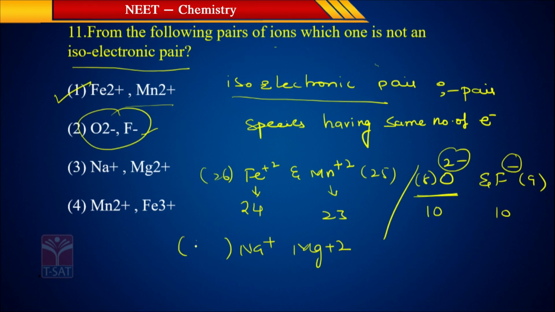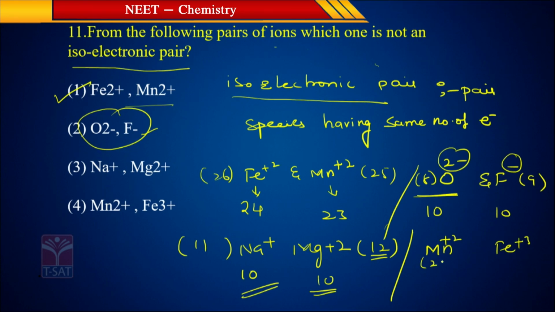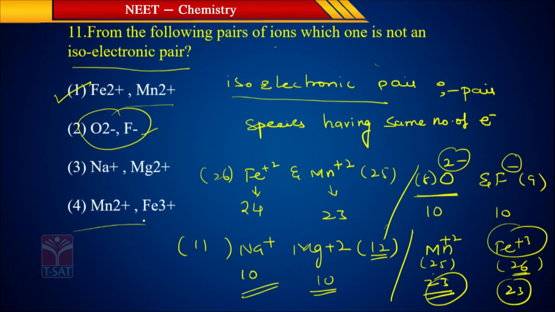Na is actually 11, Mg is actually 12. Plus means minus 1, 10. 12 plus 2 means minus 2, 10 again. This is also an isoelectronic pair. And finally see Mn plus 2 and Fe plus 3. Mn is actually 25, Fe is 26. 25 with plus 2 means minus 2, this one will be 23. Fe plus 3, actually 26 atomic number, and plus 3 means you will again get 23. This is also an isoelectronic pair. All are isoelectronic pairs except the first option. So, it is asking for the not isoelectronic pair, that is the first option only.